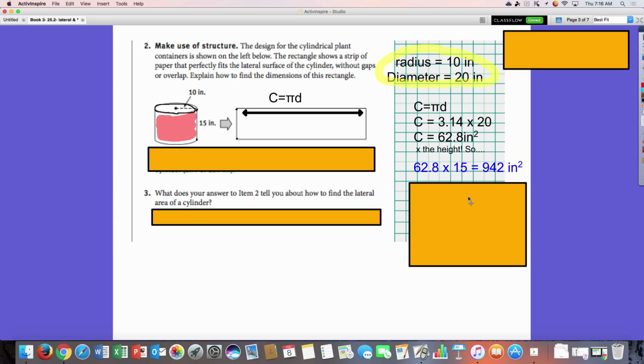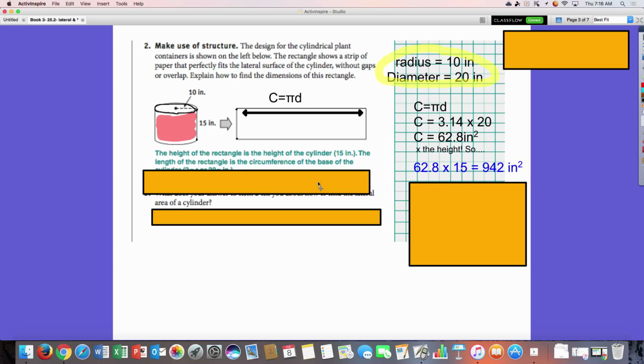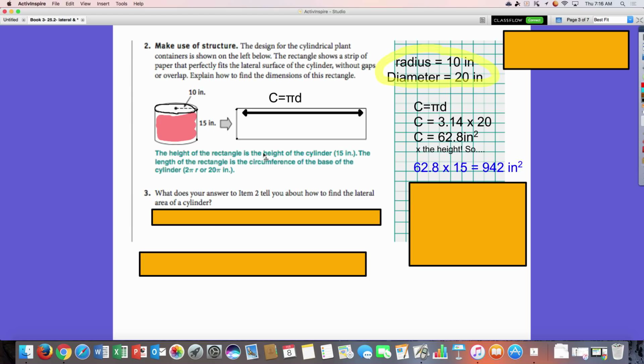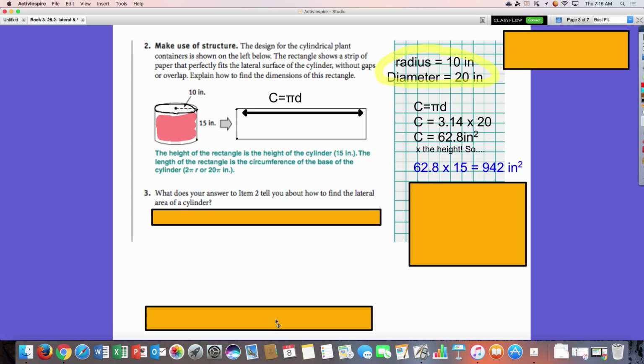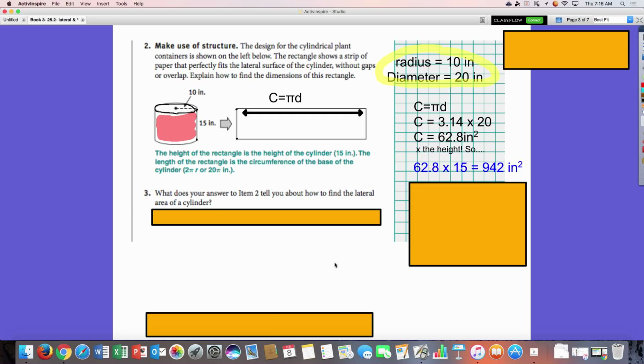Times the height, right? So I take that 62.8, which is the distance from here to here. I had to figure that out. Times the height. So basically it's length times width, right? Here's the length. C equals pi d times the width, 15, right? Length times width. That is the lateral area. Okay, the height of the rectangle is 15. The length of the rectangle is the circumference of the base. If you don't get that, I would make sure I write that down.